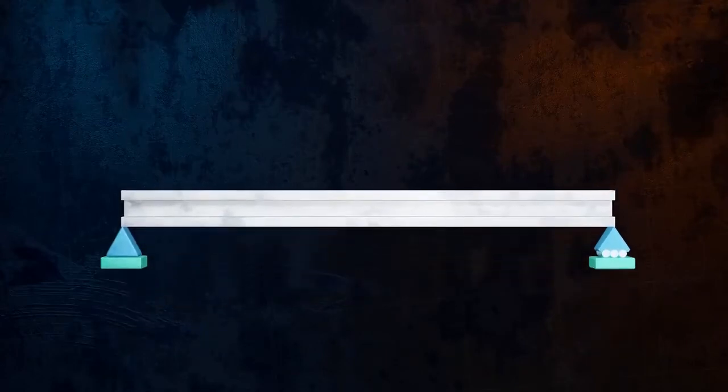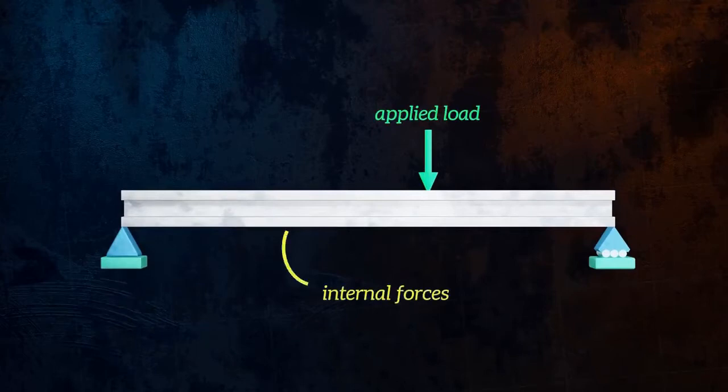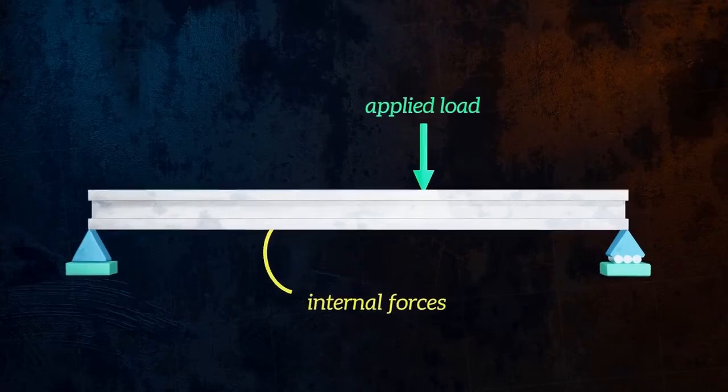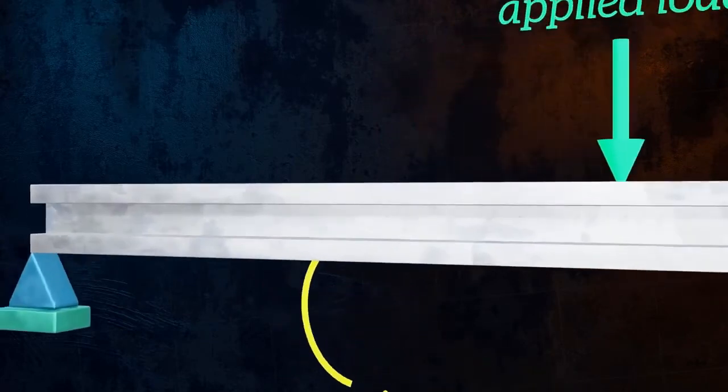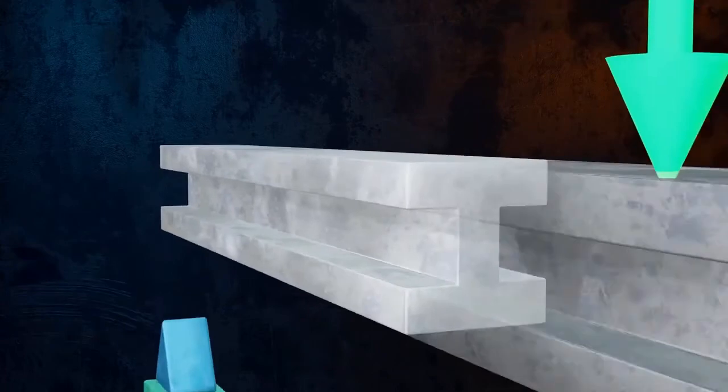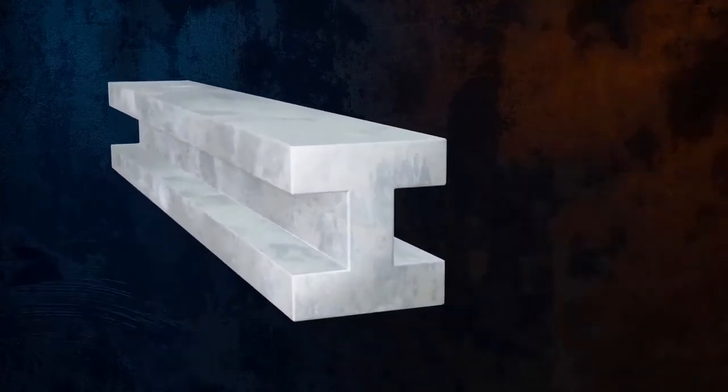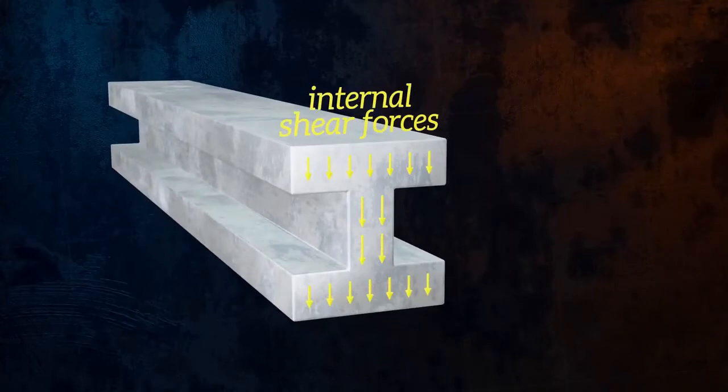When a beam is being loaded externally, internal forces develop along this beam. These internal forces have two components mainly, starting with the shear force, or the internal shear force. It's acting parallel to the cross section, and the normal force acts perpendicular to the cross section.